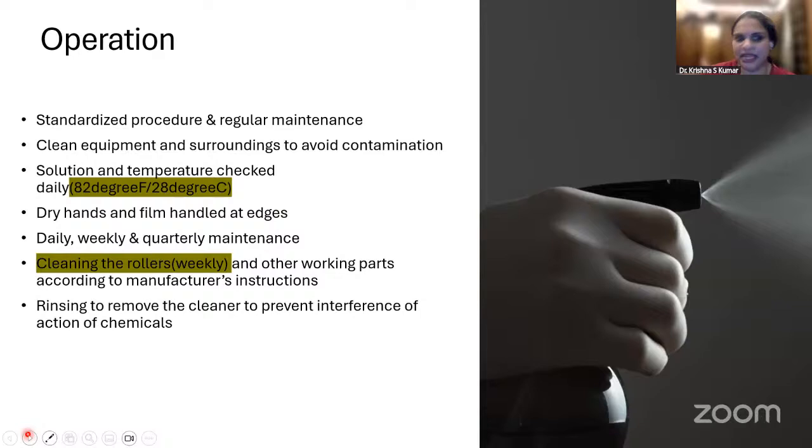So how is it operated? It's a standardized procedure, but regular maintenance, quality assurance and infection control are very important. Equipment should be clean to prevent contamination. We should use dry hands and dry film. Film should be handled at edges only. And the temperature, as I told, is high compared to the manual technique, around 82 degrees. The rollers should be cleaned every week, and after cleaning of the rollers, you have to rinse and remove the cleaning chemicals, because otherwise they will interfere with the action of the developing or the fixing agent.